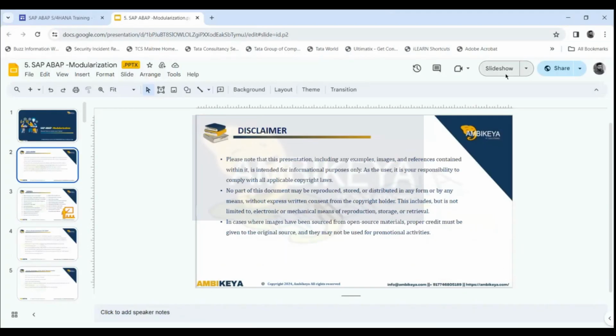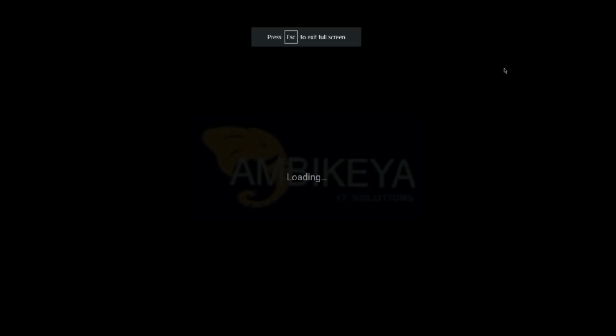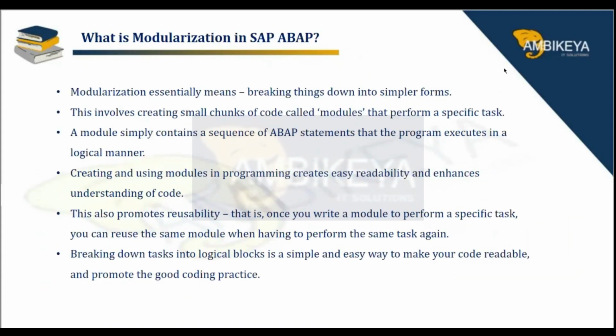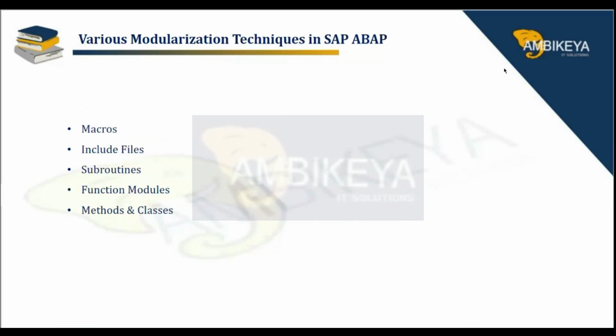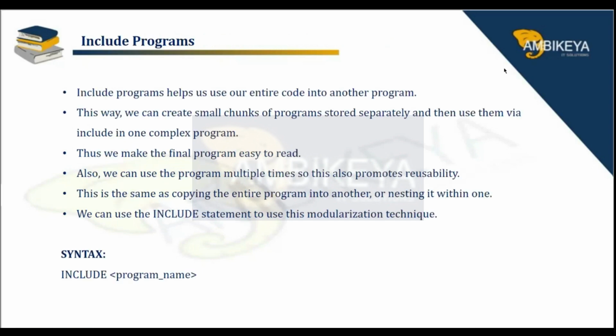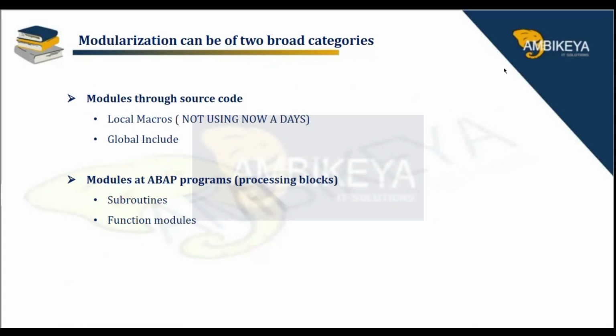Okay, I will come to the slides first. You can go through this. Just now I mentioned what modularization is and all. What are the advantages? We can structure the program, it is very easy to read and maintain the code, and the reusability feature is there. How that reusability feature works, I will show you. Then these are the different techniques: macro, include, subroutine, function modules, and classes. Macros are now obsolete, no one is using them, so that's why I mentioned global include, subroutine, and function modules.